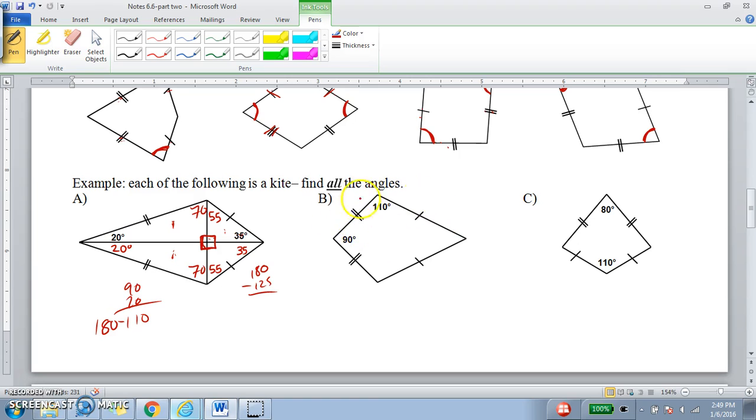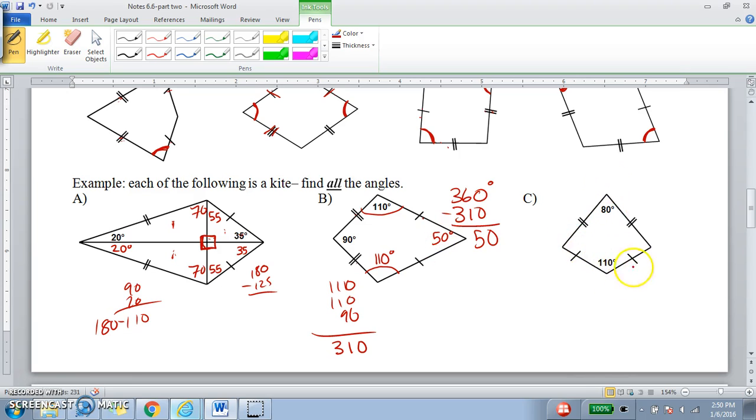Over here, now we have to figure out where the congruent angles are because we don't have diagonals drawn in. So these two sides are congruent. These two sides are not congruent, which means this angle has to be the same as this angle. So this has to be 110. And then to find the missing angle, we know that any quadrilateral adds up to 360 degrees. So we add up what we have. We've got 110, 110, and 90. 110 and 110 is 220, plus another 90 is going to be 310. So if we subtract 310 from 360, we're left with 50 degrees.